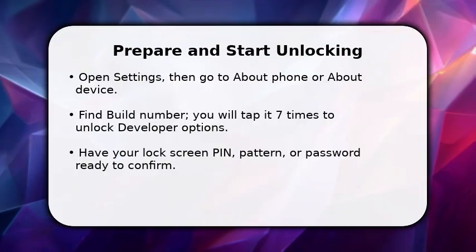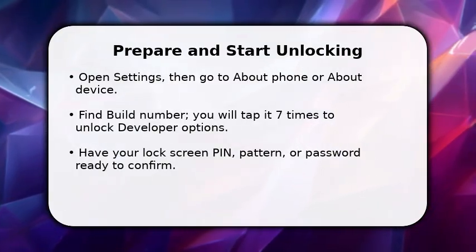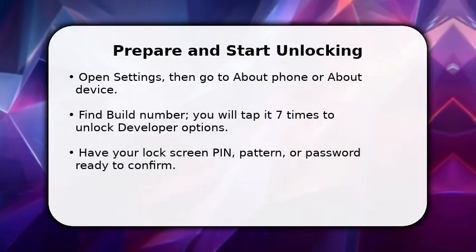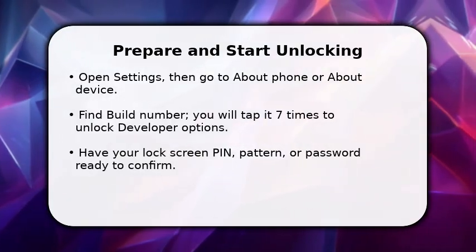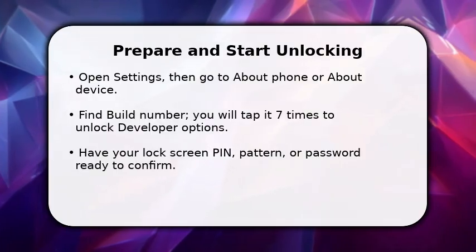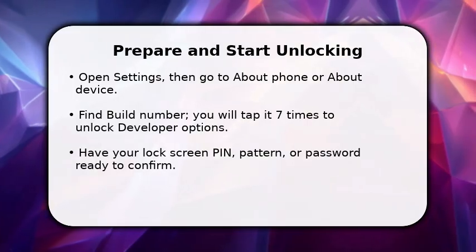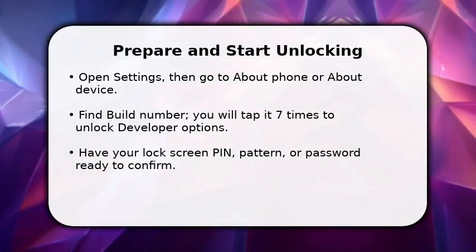You begin by opening Settings and navigating straight to About Phone. This is where the hidden toggle lives. Once you locate build number, tap it repeatedly, exactly 7 times, and watch for the countdown toast. If prompted, enter your lock screen PIN or pattern to prove you own the device.